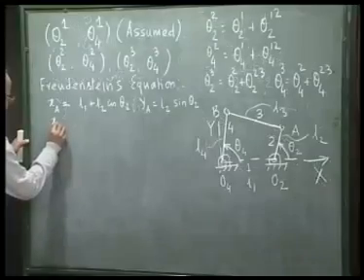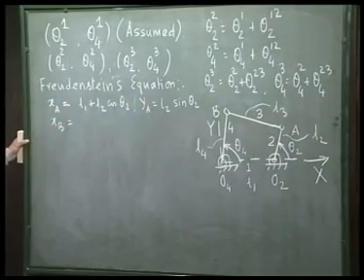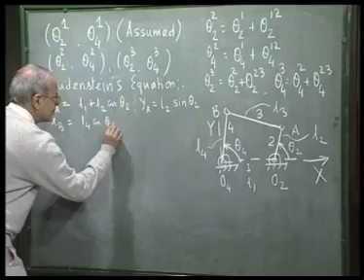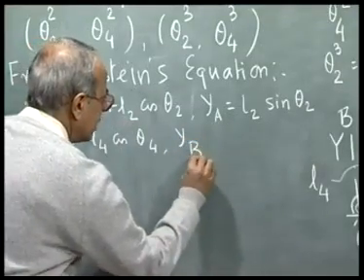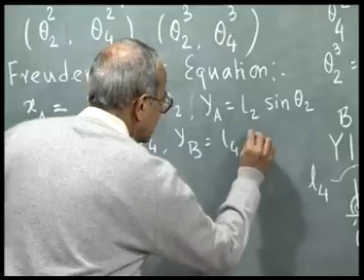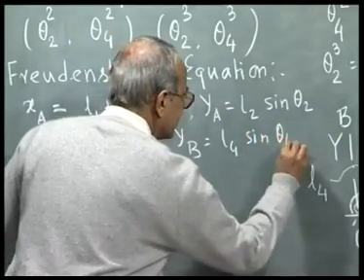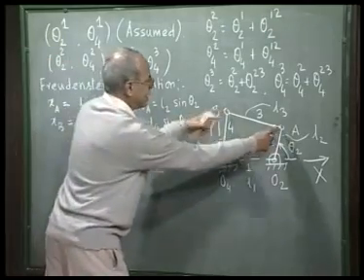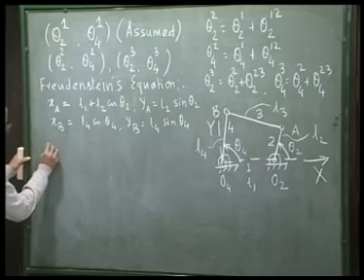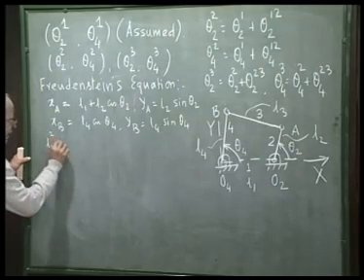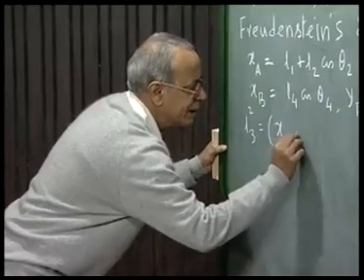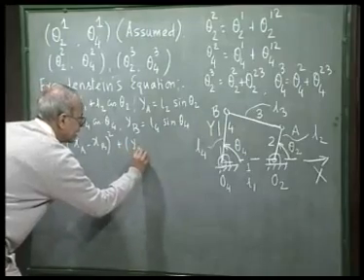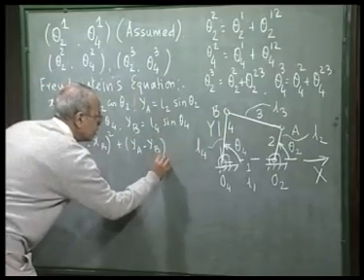And the x and y coordinates of the point B, namely xB, is L4 cosine theta 4 and yB is L4 sin theta 4. So, the distance between these 2 points A and B, which is L3, as you see, I can write. The square of the distance, L3 squared, is simply (xA minus xB) whole squared plus (yA minus yB) whole squared.